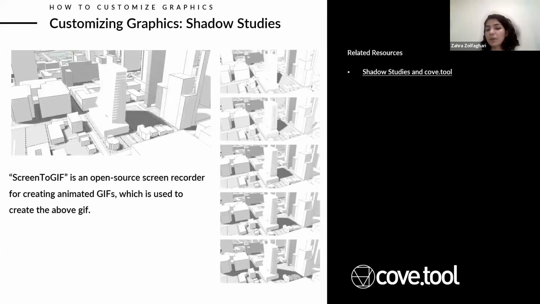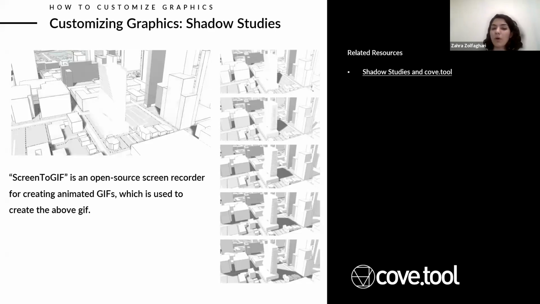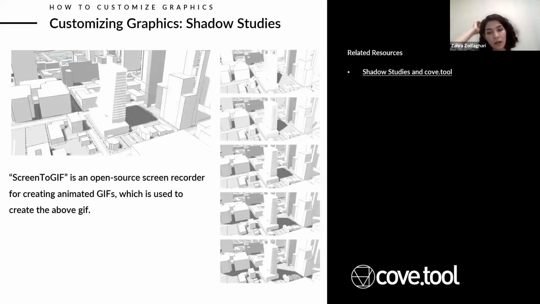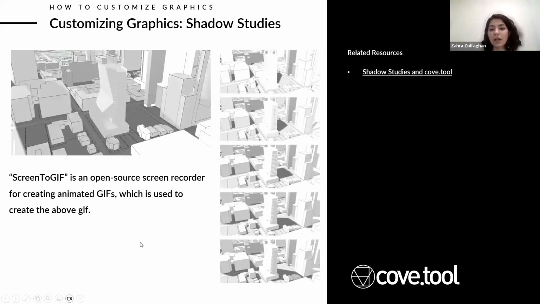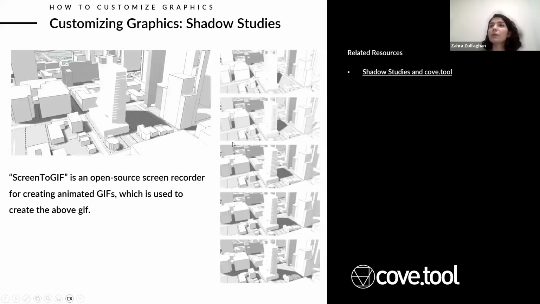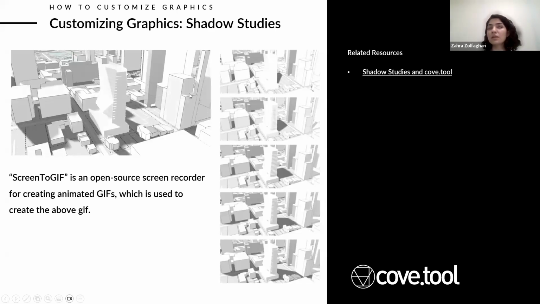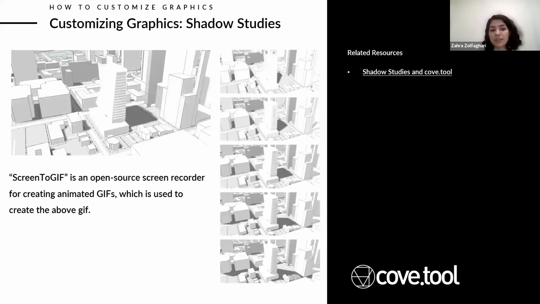Next, set up the right angle in the cove.tool 3D analysis page and start recording, and keep changing the time bar that I showed you earlier, in order to see the shadow condition at different times of the day. Then click stop and save the file on your computer. And then you can definitely include this in your presentations, in your PowerPoints, and reports that you create to share with your clients or your team.